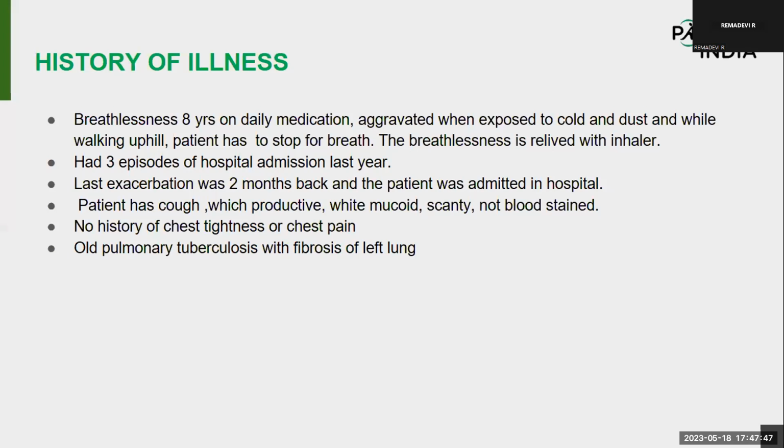He had 3 episodes of hospital admission in the last 1 year. Last exacerbation was 2 months back, for which he was admitted in the hospital. Patient has cough, which is productive, with mucoid scanty sputum, not blood stained, no history of chest tightness or chest pain. Past history, old pulmonary tuberculosis with fibrosis of the left lung.